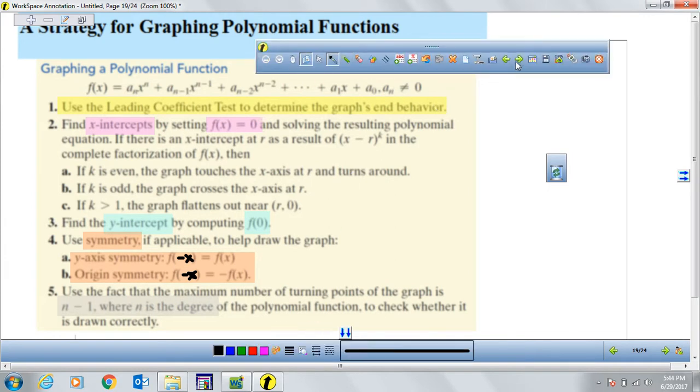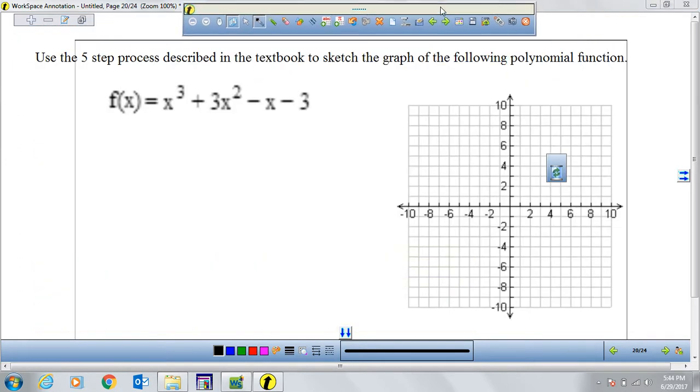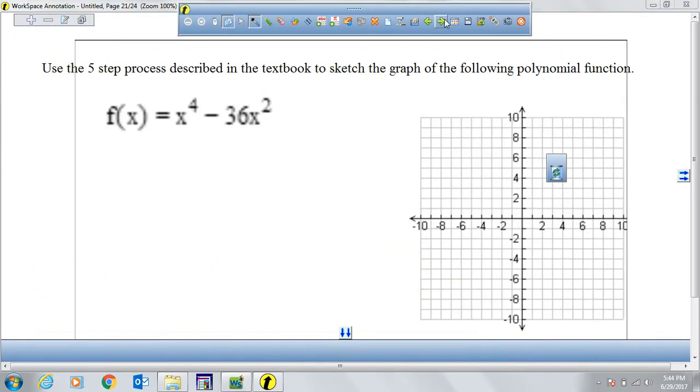Okay, so let's go ahead and get started with some of these questions. We're going to begin with this question right here. We're going to use the 5-step process described in the textbook to sketch the graph of the following polynomial function. F of x equals x to the 4th power minus 36 x to the 2nd power.